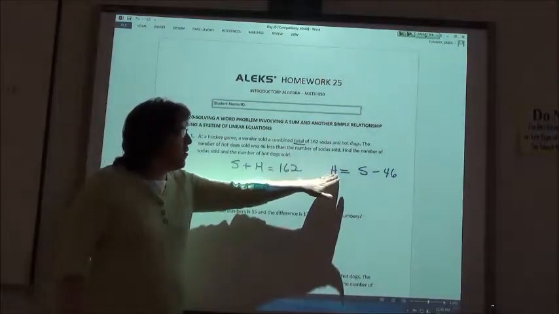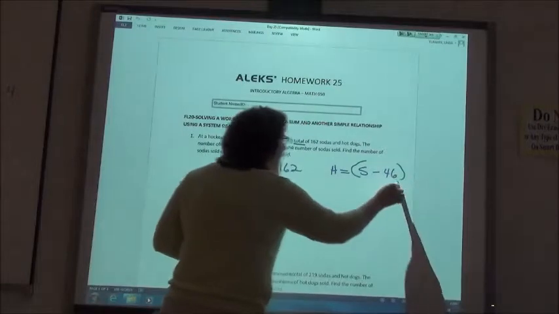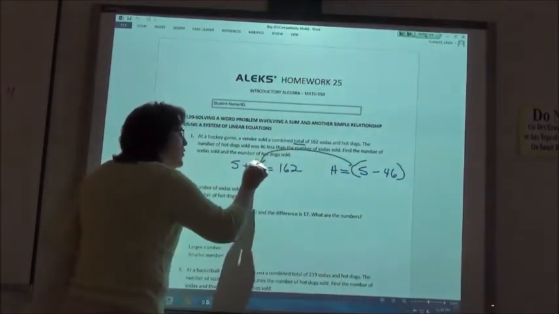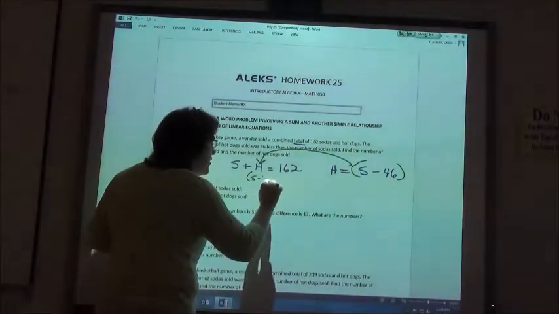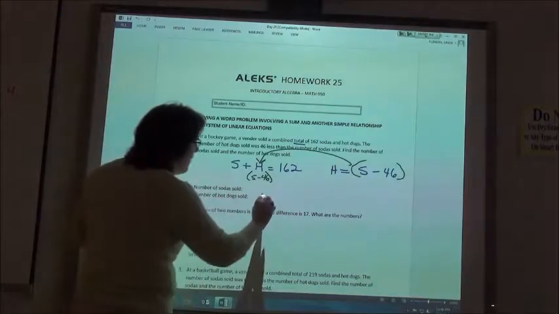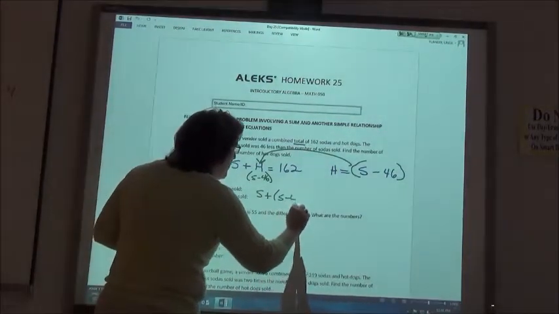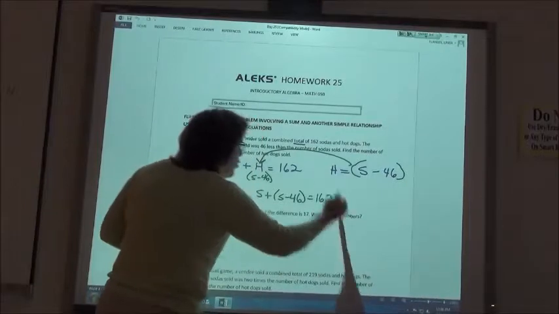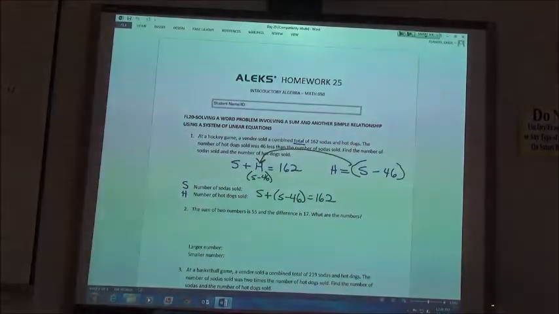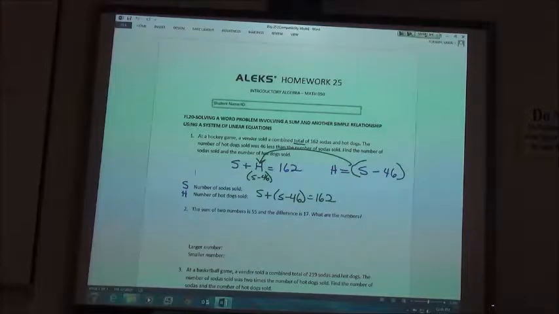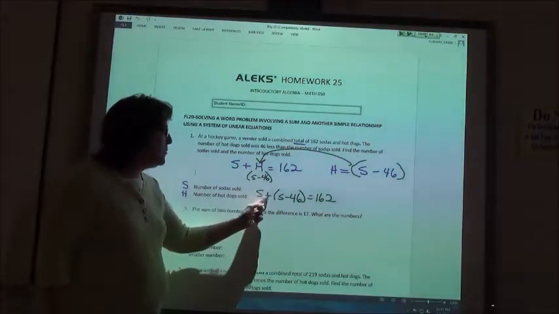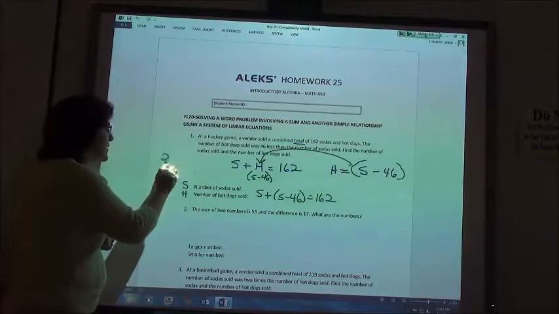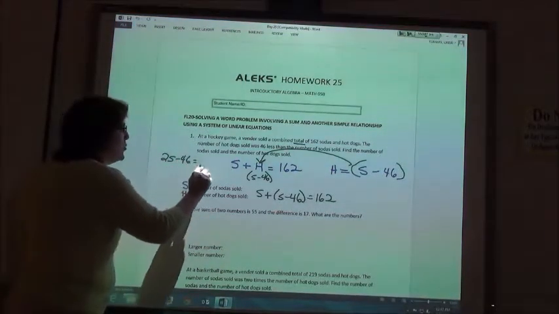Since this equation is solved for H, we're going to replace the H in this first equation with that S minus 46. So in that spot, S minus 46. And so now I'm going to have S plus S minus 46 equals 162 for my equation. I need a lot more writing room. And since I'm adding those, I really can just drop my parentheses and go ahead and combine my like terms. I have an S plus another S, so I have 2S minus 46 equals 162.